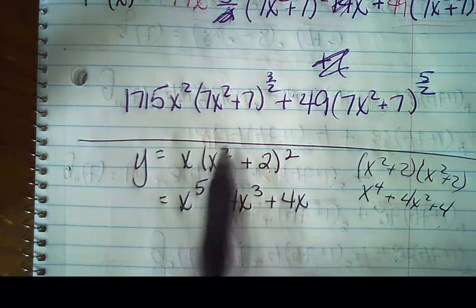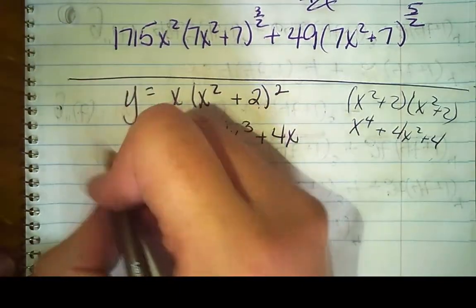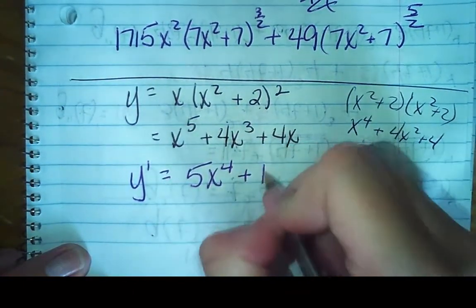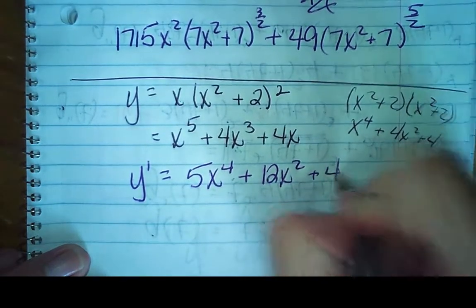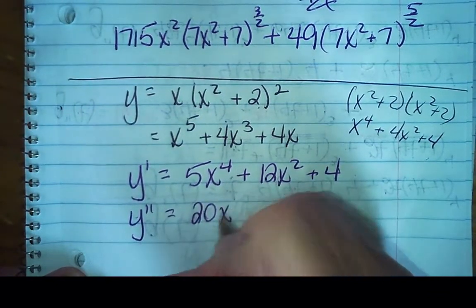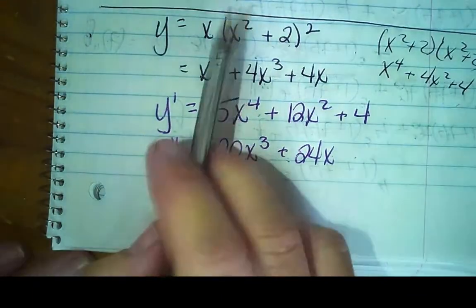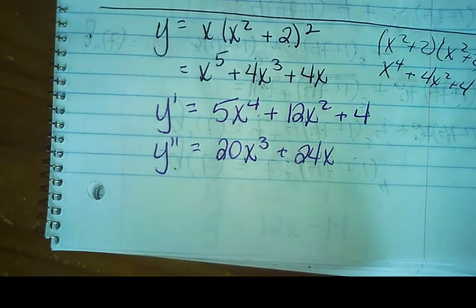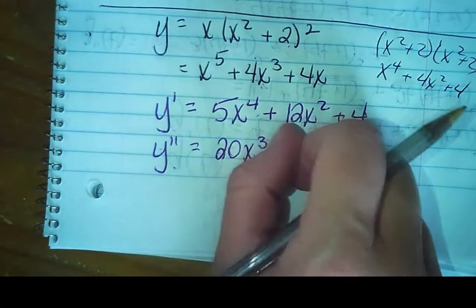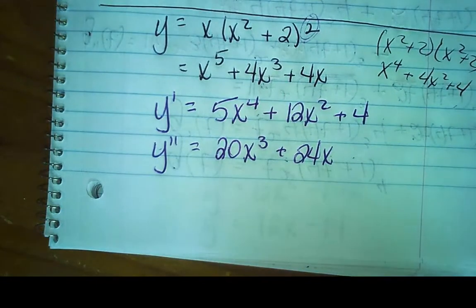All I've done is rewrite my original function. Now instead of doing product rule, chain rule, all that kind of stuff, all I've got to do is go term by term like we were doing at the very start. So my first derivative is 5x to the 4th plus 12x squared plus 4. And my second derivative is 20x to the 3rd plus 24x. If you wanted to go back and forth and use the product rule, you can, and it'll be just fine. But this is a small enough exponent that it doesn't hurt to do the algebra first.